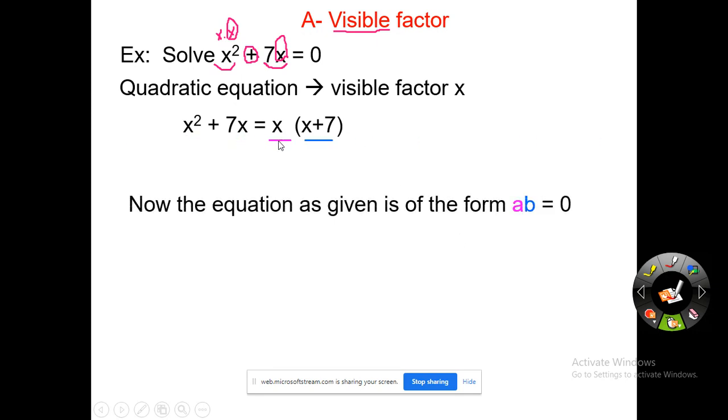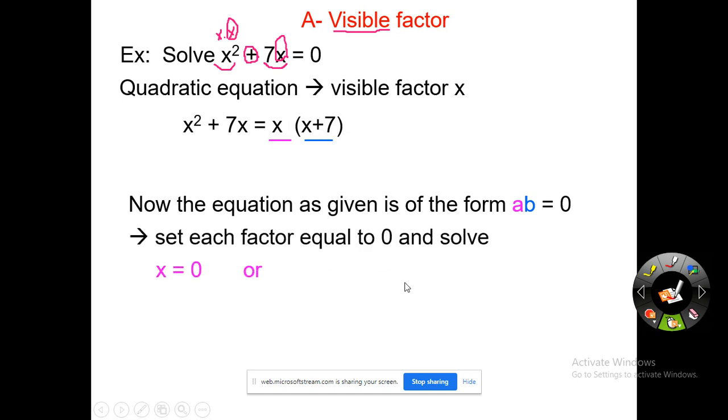I have it in the form of A times B. Do you see it? x times x plus 7. So it gives me x equal to 0 or x plus 7 equal to 0. And then I will have the two roots, 0 and minus 7.